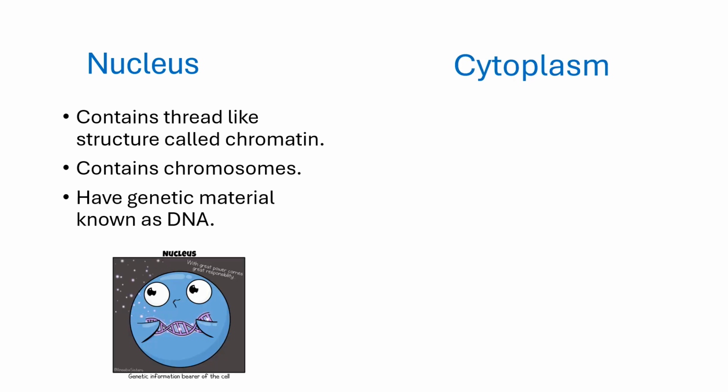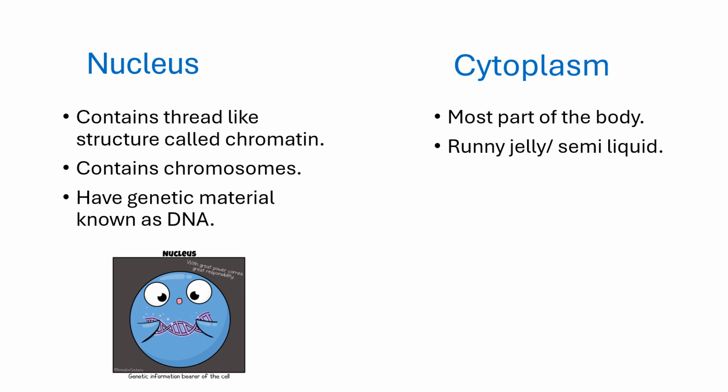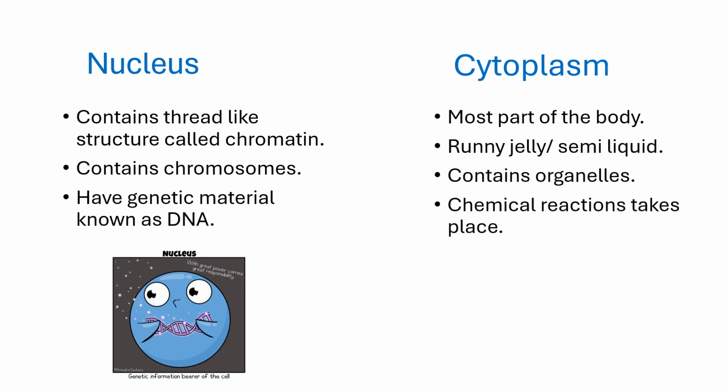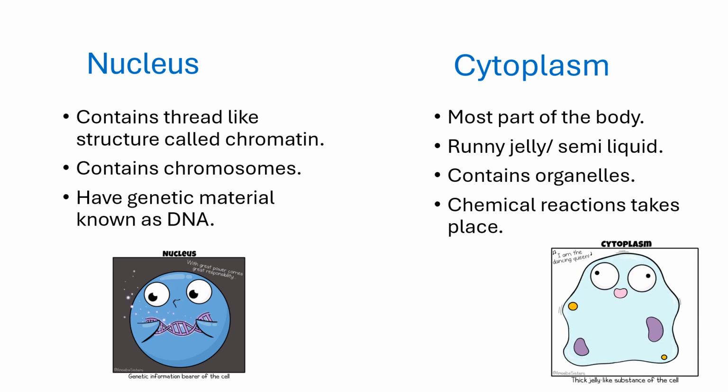Moving on, cytoplasm. Cytoplasm is a jelly-like structure which contains the cell organelles. It contains water and many other solutes and is itself a solvent. Many chemical reactions take place inside the cytoplasm.